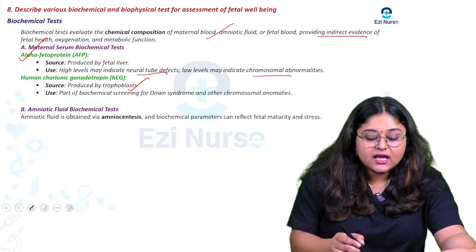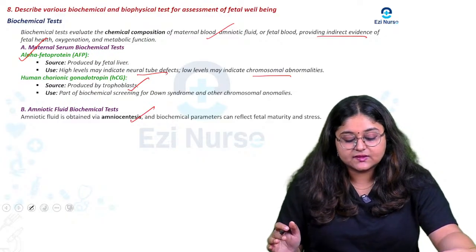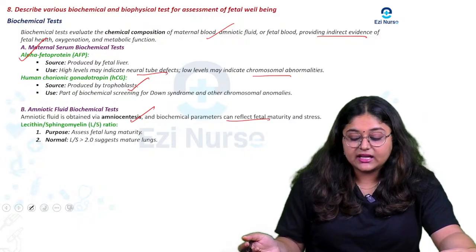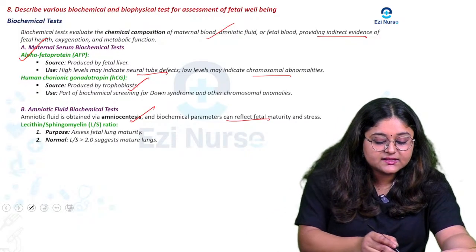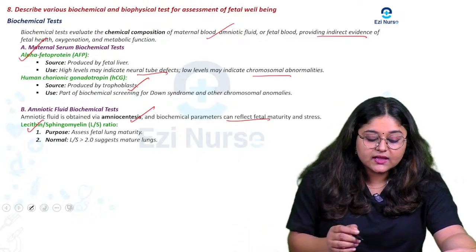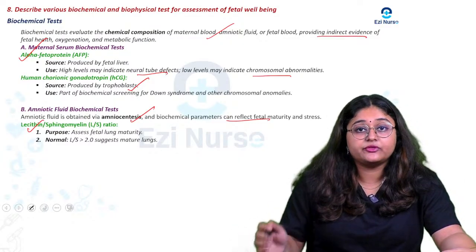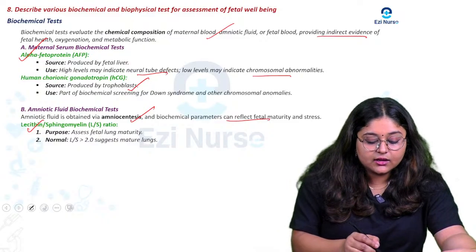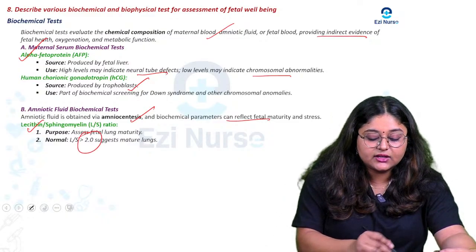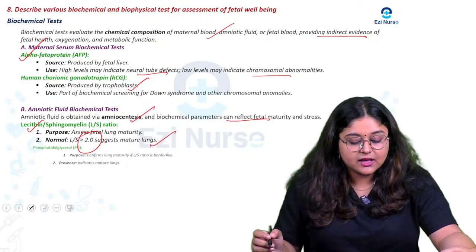Under this, it is obtained via amniocentesis, and the biochemical parameters may reflect the maturity as well as the stress. So first is the lecithin to sphingomyelin ratio. Okay, so what is the purpose? Mainly they assess the fetal lung maturity, and it is normal if the L/S ratio is greater than 2.0, which suggests a mature lung.